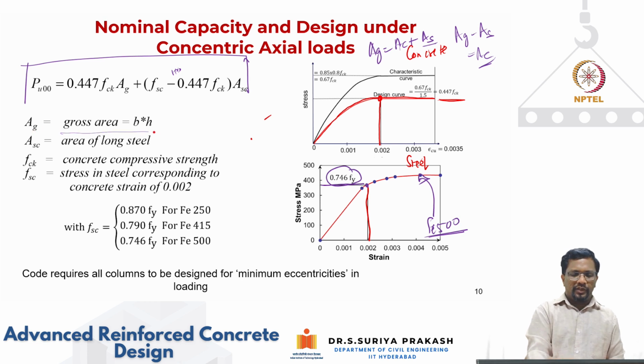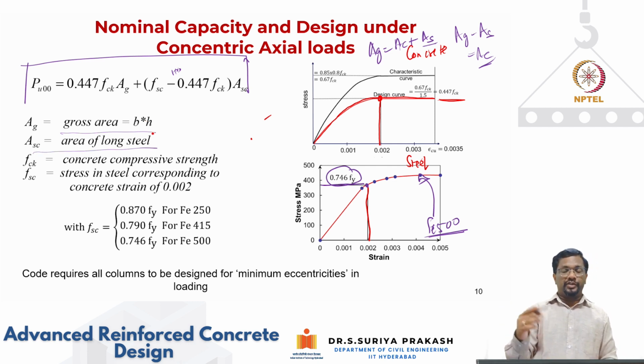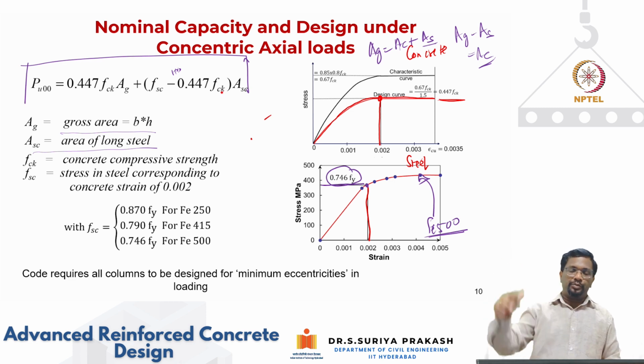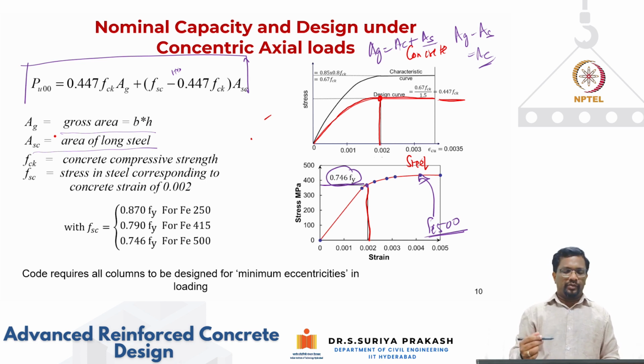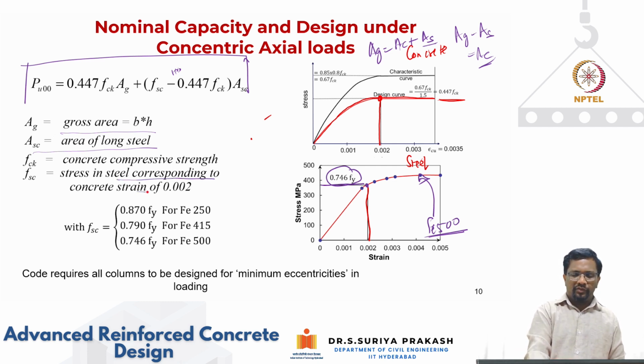Ag is the gross area for a column of B and H. It is B times H. Asc is the area of your longitudinal steel. Now the steel can be in compression or tension. In this case, we know it is pure compression, so all the reinforcement is going to be in compression. And fck is your concrete characteristic compressive strength, and fsc is the stress in steel corresponding to a strain of 0.002. So this is a generic thing.